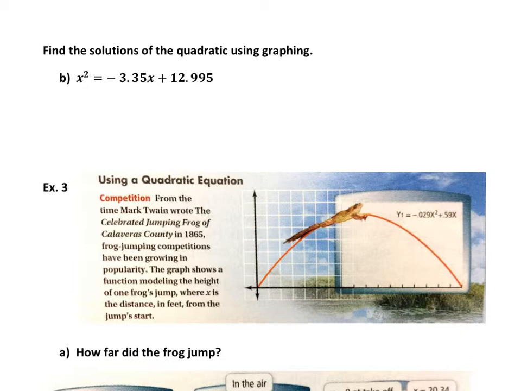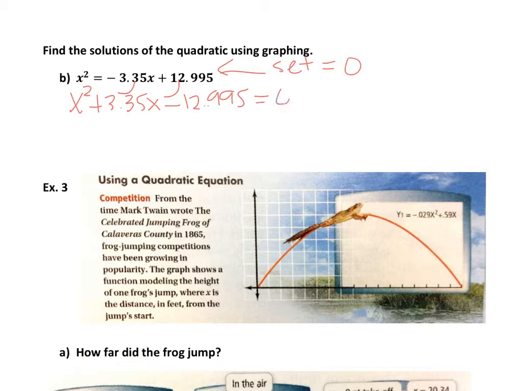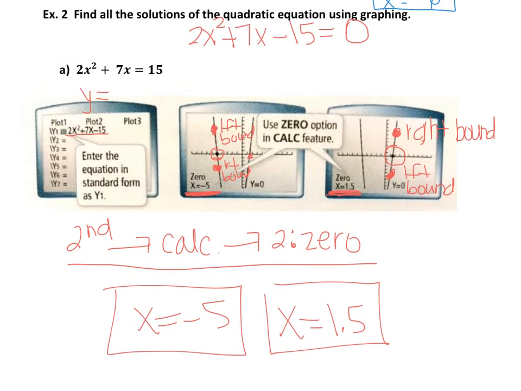So again, you have to set the equation equal to 0. It's not set equal to 0, so we're going to move everything to one side. So we're going to say x squared. I'm going to move this over and move this over, so I'm going to change the signs. So plus 3.35x minus 12.995 equals 0.